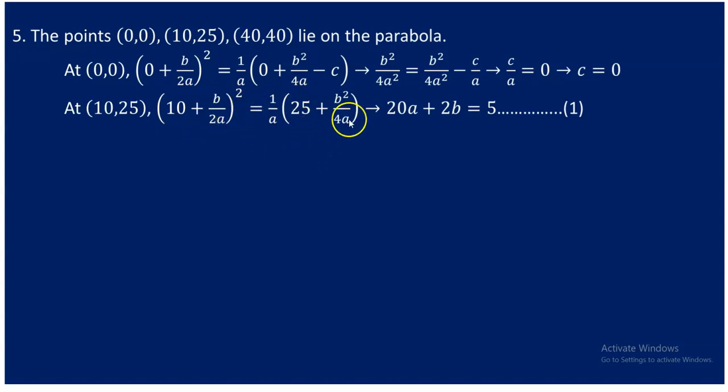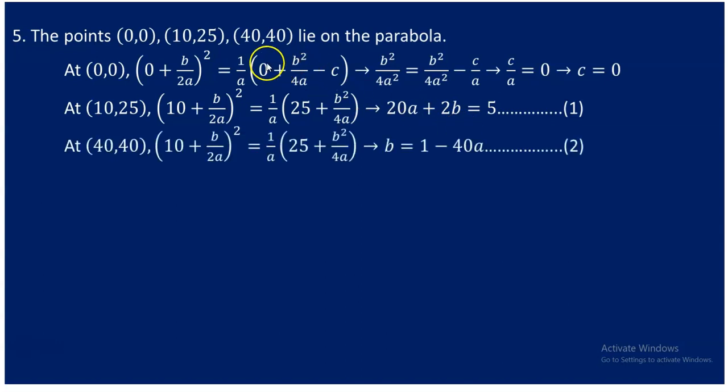Look, students, after simplifying this one, you have to multiply this twice and equate this with this one and rearrange everything in such a way that we can cancel one over the other, and by collecting like terms together, you will finally come across this expression: 20a plus 2b equals 5. So have this as equation number 1.